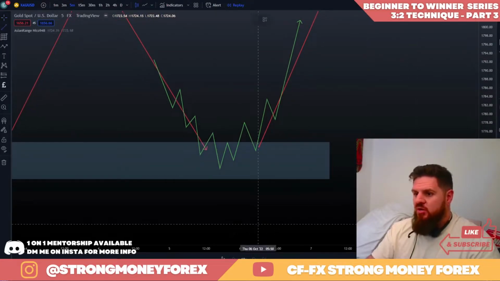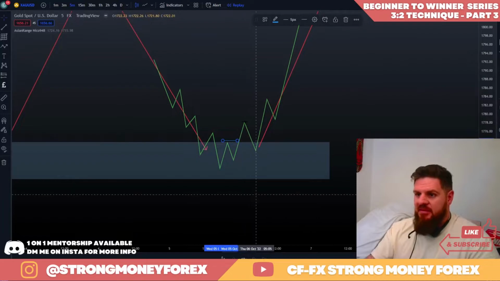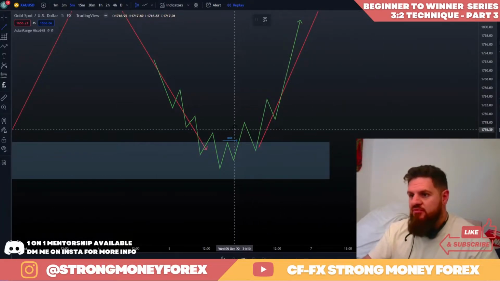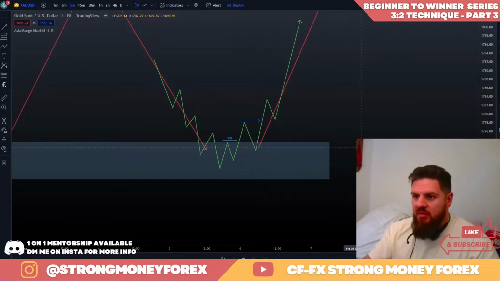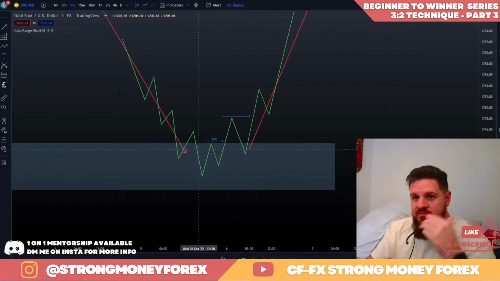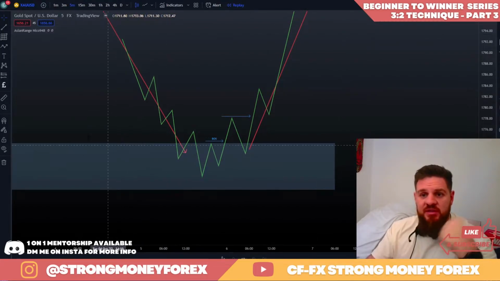Okay, so what I'm looking for now is a couple of things. We're looking for these breaker structures. We're looking for clues to show us that price is ultimately going to be pushing up, giving us further price on the buy side.